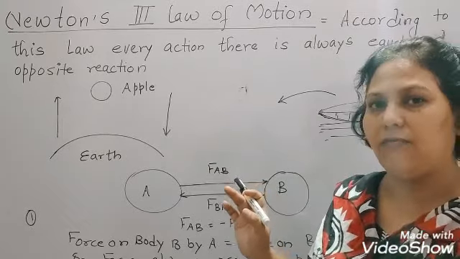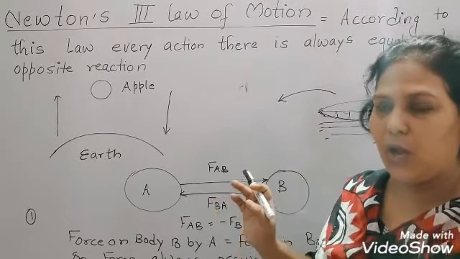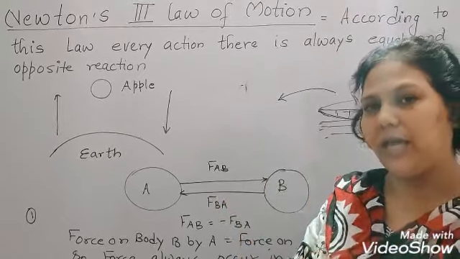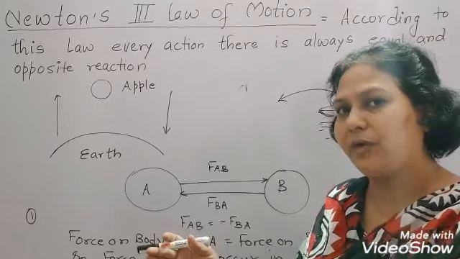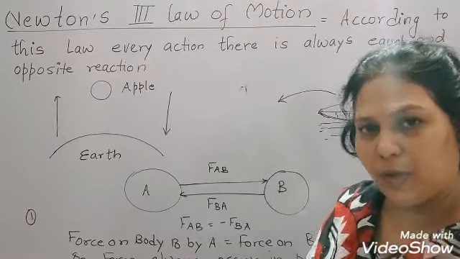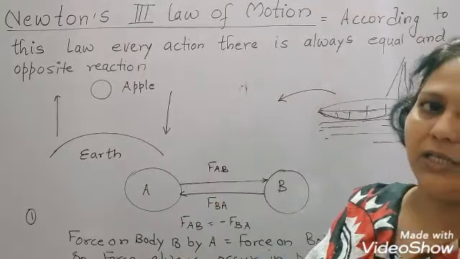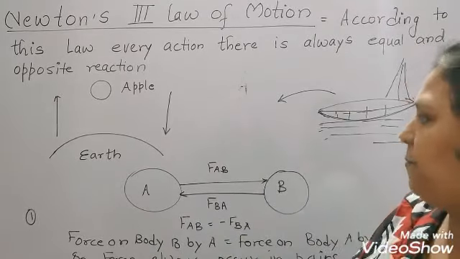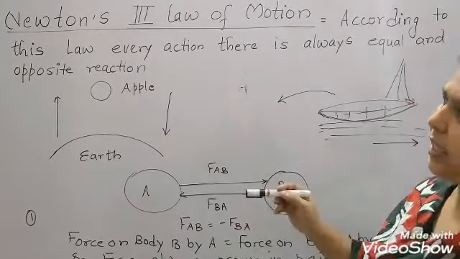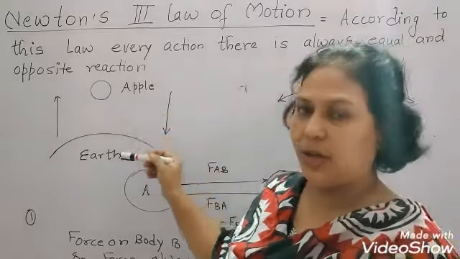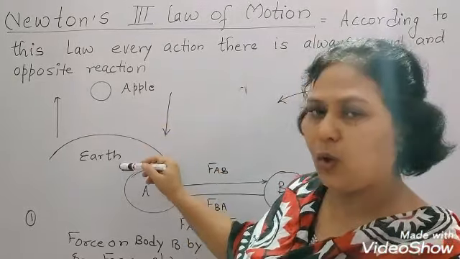You can see the effect of action and reaction here. By the action, suppose the boat is moving in the backward direction, so because of the reaction the man is moving in the forward direction. This way. Here in this example, apple and earth, I will come to it after the laws of motion.